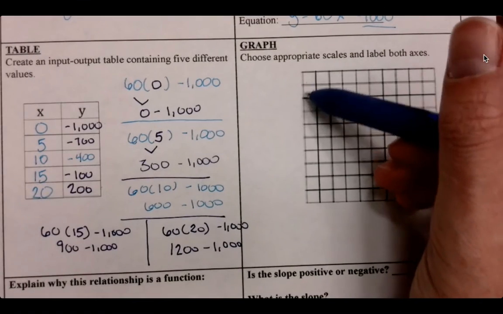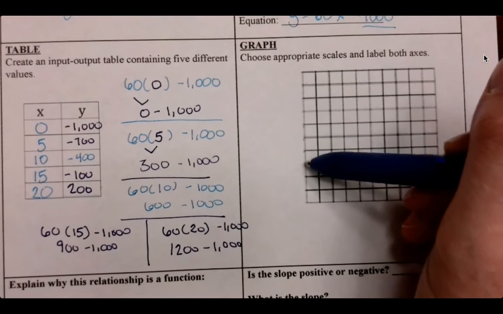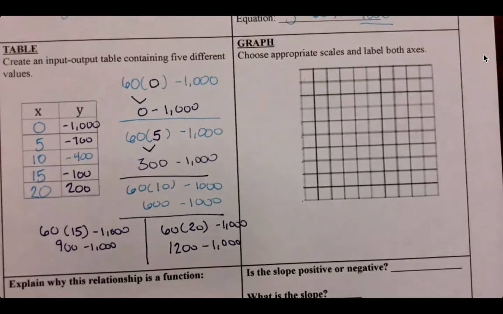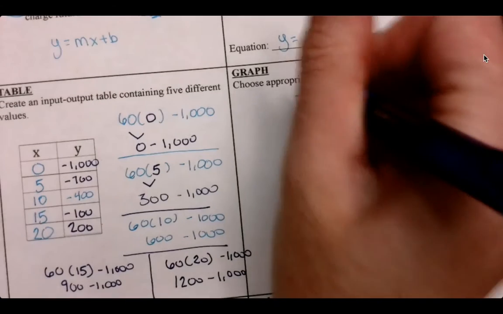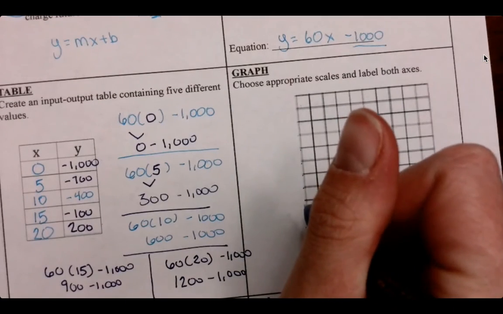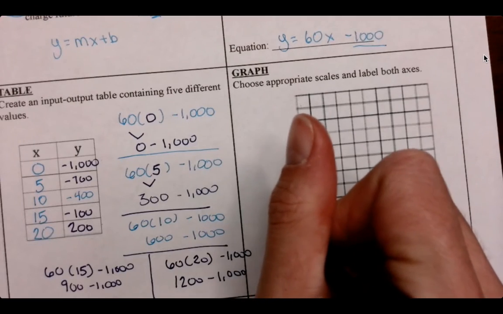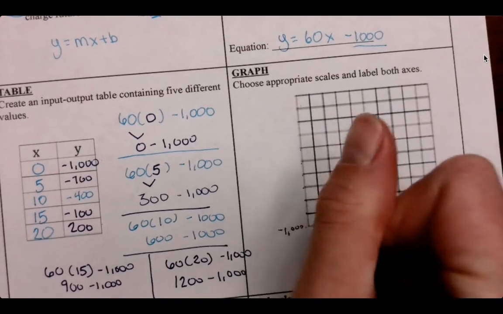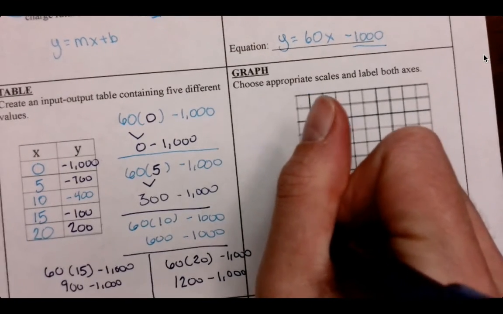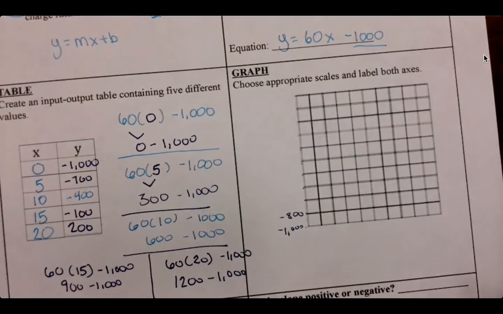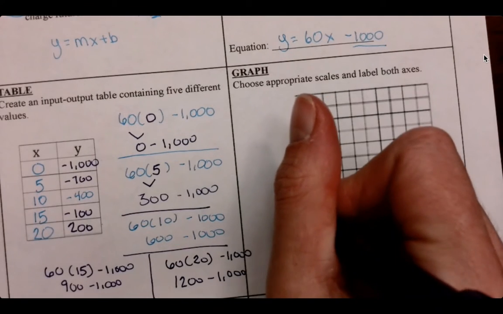This is 1, 2, 3, 4, 5, 6, 7, 8, 9, 10, 11. That's 12. That's a little far. So we probably are going to have to go by 200s. So we're going to start at negative 1,000 down here. And then we're going to go by 200. So that means negative 800 is at the next line.